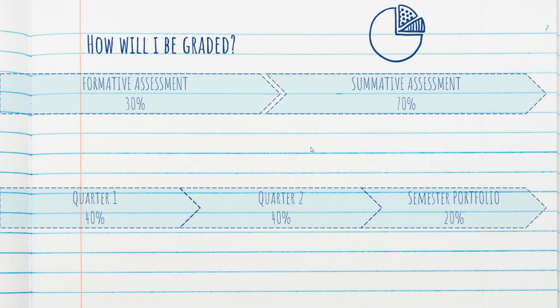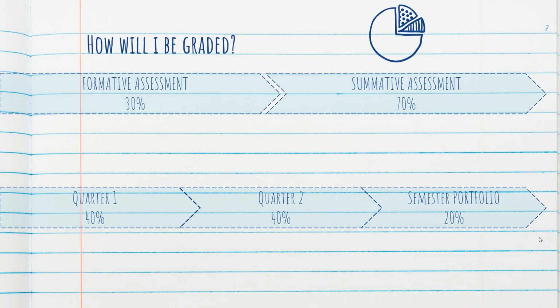So how are you going to be graded? You will be graded in two categories. There are formative assessments and summative assessments. 30% formative, 70% summative, and that is your entire quarter grade. Your semester grade is going to be a culmination of quarter one, quarter two, which are 40% each, and then you'll have a semester portfolio, which is worth 20% of your grade.